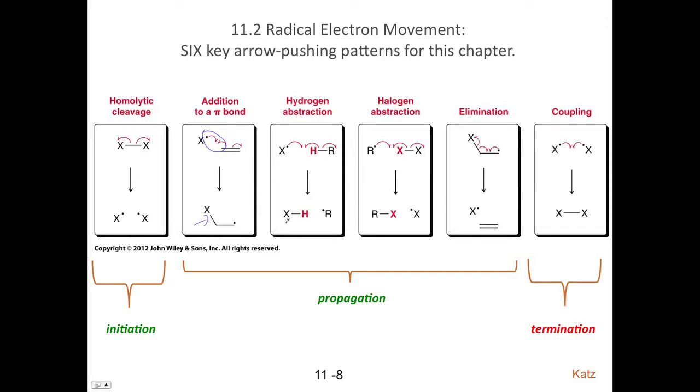You have a hydrogen abstraction here, which radicals can also do. A halogen extraction, which is very, very popular to do. An elimination, which you don't see a whole lot of at this level, but there will be that. And of course, a ton of coupling.